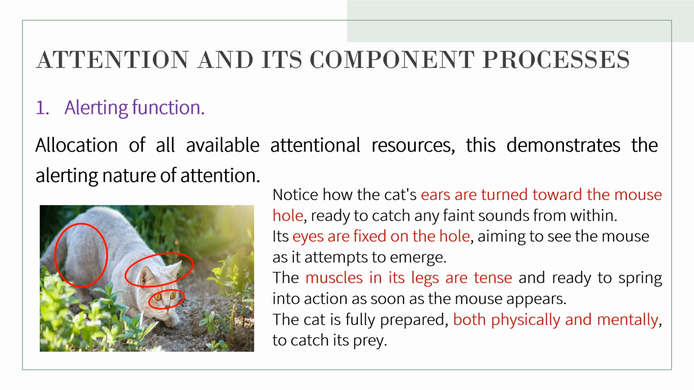For example, you can see the picture. The cat is looking at the mouse hole, and the things to be observed are, first, the ears of the cat are turned towards the mouse hole and the eyes are fixed on the hole. Muscles in its legs are tensed. So the cat is both physically and mentally prepared to catch the mouse. So this is the alerting function. One becomes alerted before applying the focus of attention on some aspects.